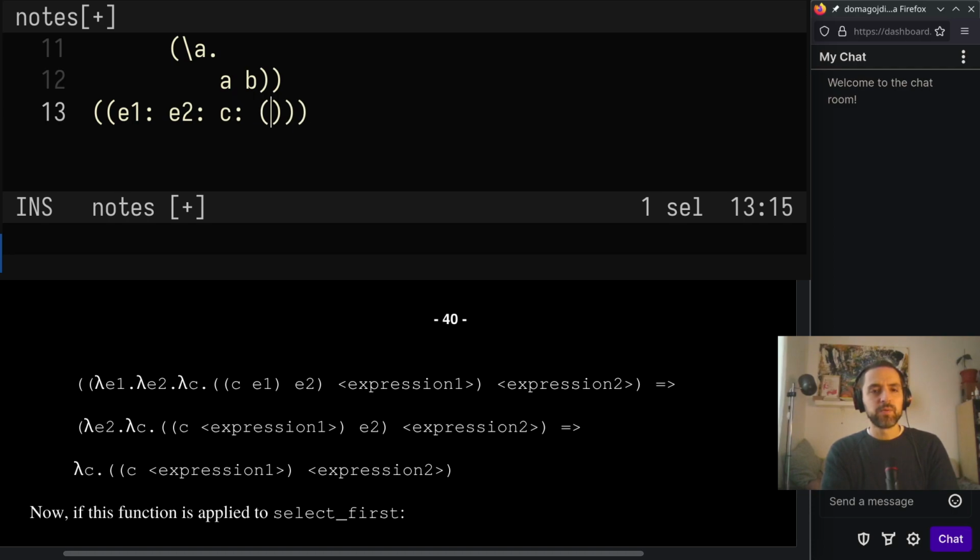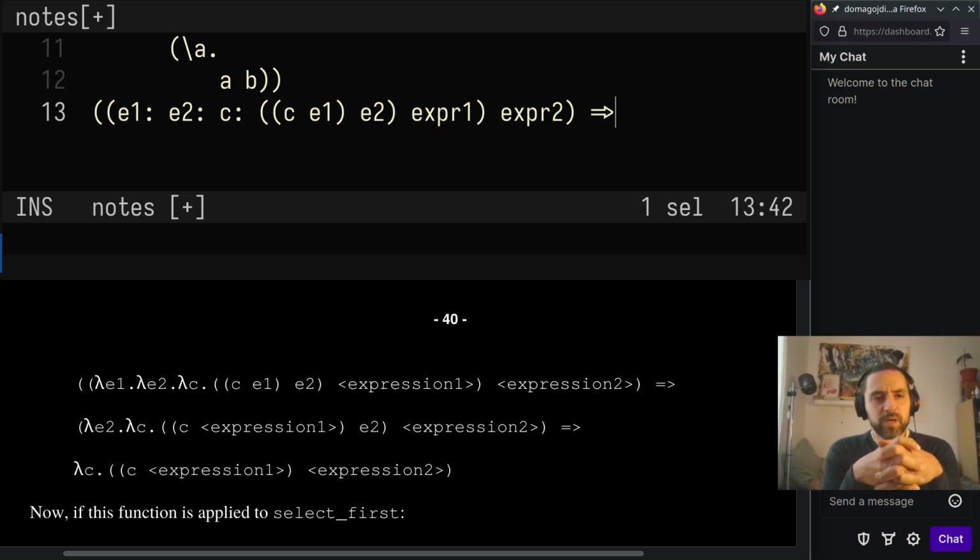Now we have C E1 and we have an E2, and now that itself is being applied to an expression 1 and an expression 2. Lambda expression 1, lambda expression 2, lambda c. That's the function head, so there are three curried functions. Inside, we apply C to E1 and then to E2, and we supply them expression 1 and expression 2.